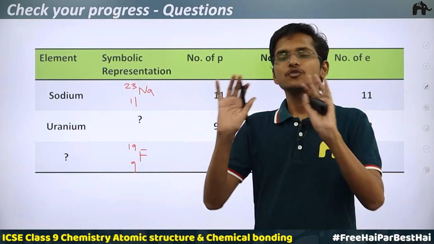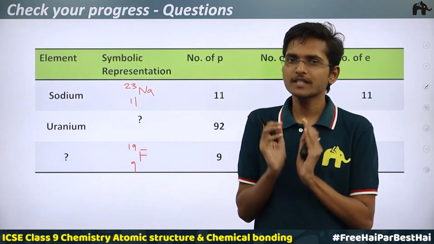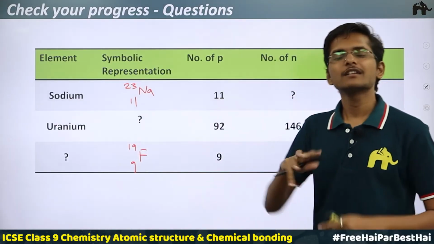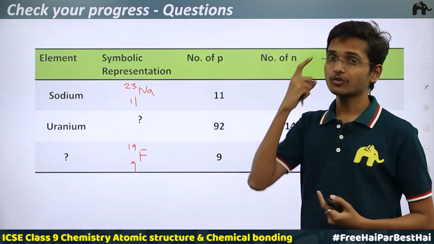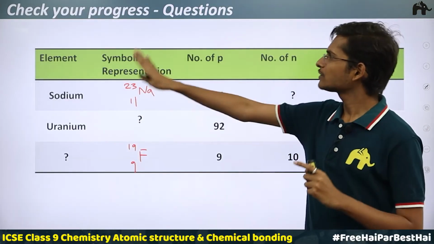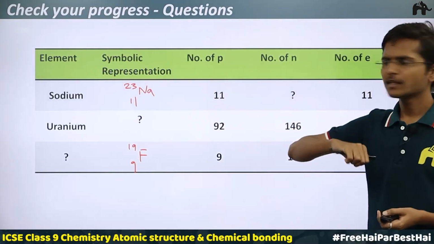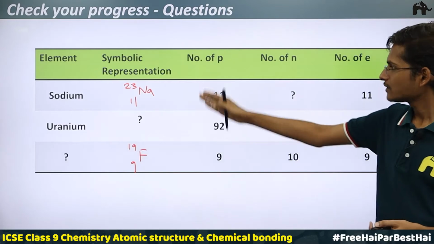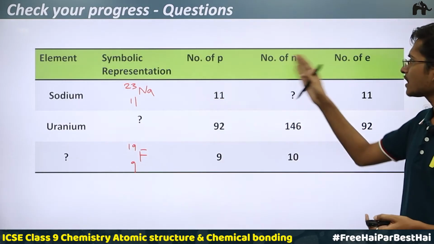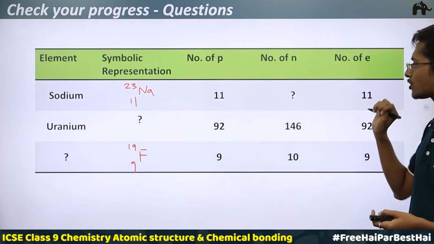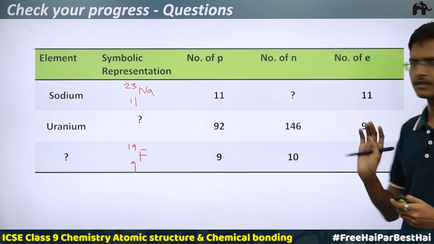So far we have learned these concepts. Let's check how much we have understood. I have a very simple question, but you have to apply your brains to solve it. I have given a table here. There are names of some elements, but some names are missing. There are symbolic representations, some of them missing, and the number of protons, number of neutrons and number of electrons, out of which the number of neutrons is missing in some. The rest is completed data.